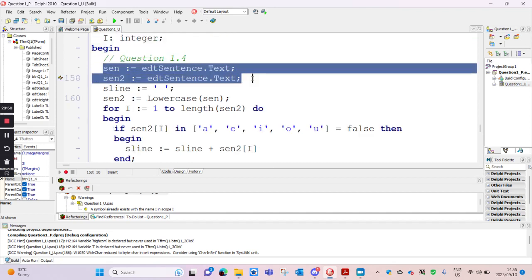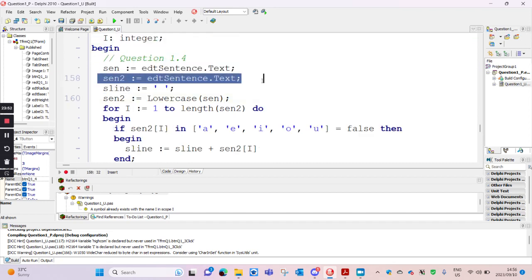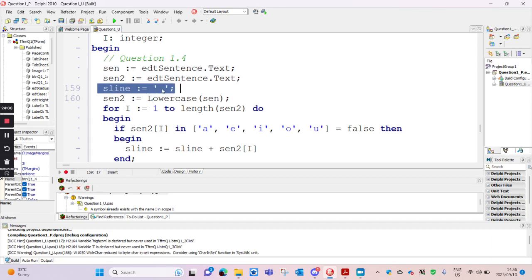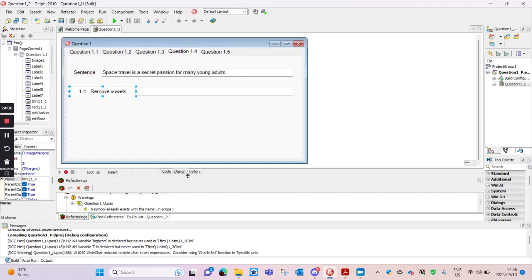Then the sentence was extracted twice. So we don't need that. Okay, but let's leave it there for now. Let's see what happens. Then we've got an S line that's just got a space. Okay, we don't know what that is for yet. Then our second sentence was made lowercase.